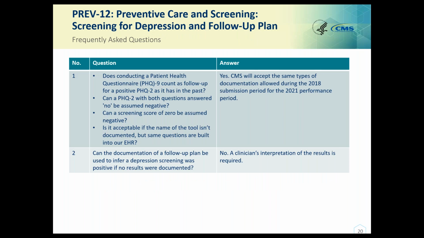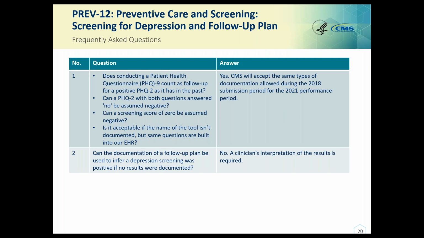In terms of our frequently asked questions, number one, this relates back to the information just shared on the previous slide, that CMS will accept the same types of documentation allowed for the 2018 submission period for the 2020-21 performance period. This includes conducting a PHQ-9 as follow-up for positive PHQ-2, as it has in the past. Instances where both questions on the PHQ-2 are answered no can be assumed negative. A screening score of 0 can be assumed negative, and it's acceptable if the name of the tool isn't documented, but the same questions are built into the EHR.